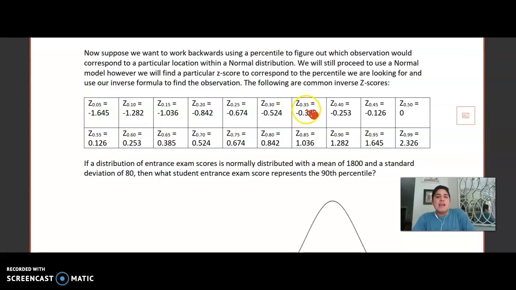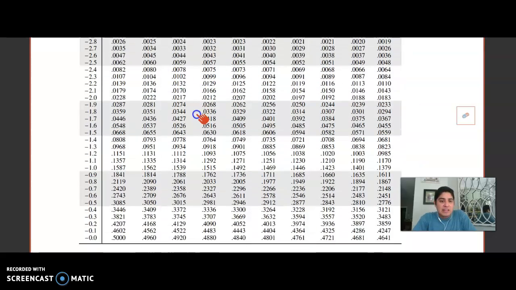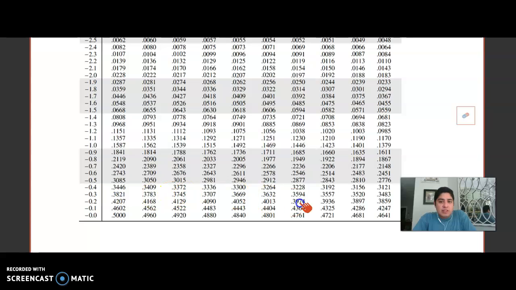So this says that if I wanted the 30th percentile, my z-score should be at about negative 0.39. So let's go here to negative 0.39. So here's negative 0.39, and it's going to be, you see, about 0.3483. That's about 35% of the data. So 35% of the data is at or below a z-score of negative 0.39.